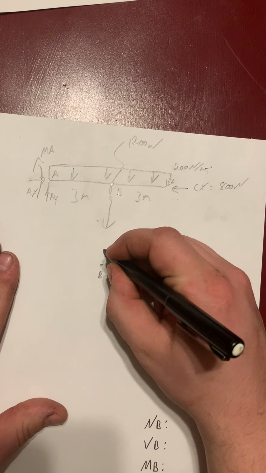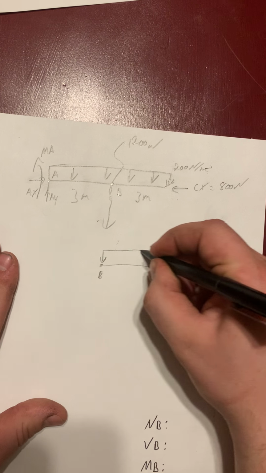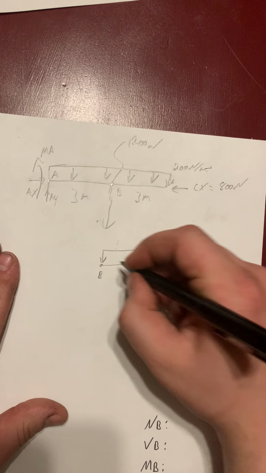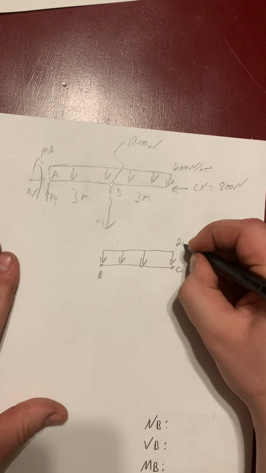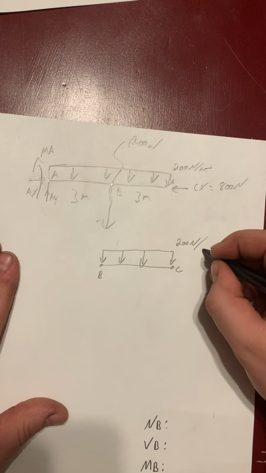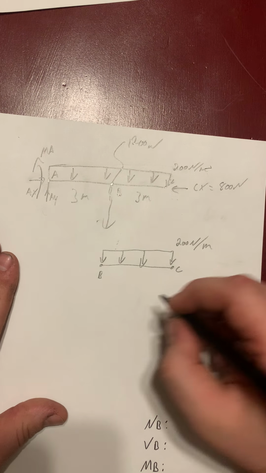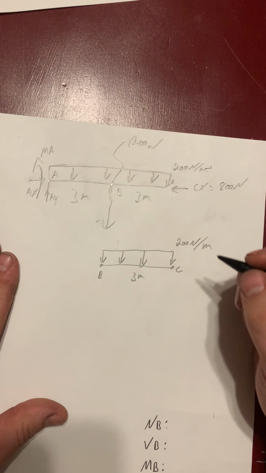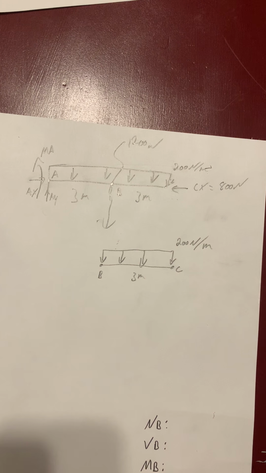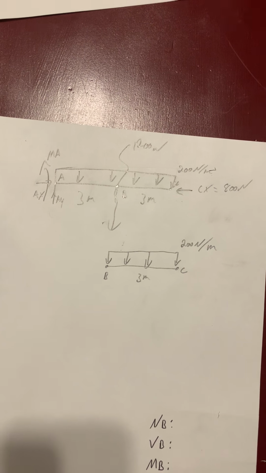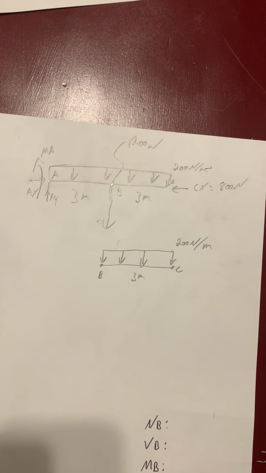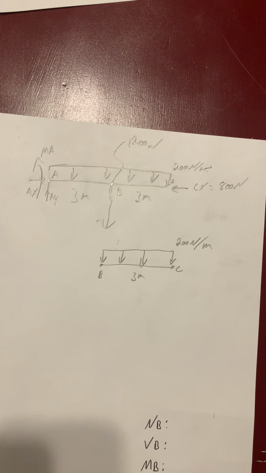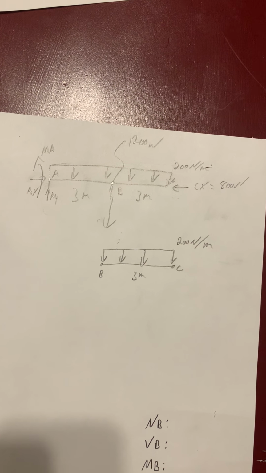and we draw in our distributed load, that's 200 newtons per meter over 3 meters. We do not account for the 1200 newtons, which was our distributed load before. Hope that makes sense to everybody.